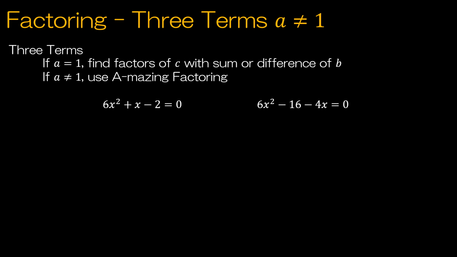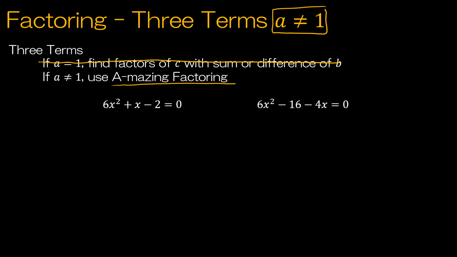Now let's take a look at factoring 3 terms when a is not equal to 1. So again, this is going to be a little bit different than what we did before. When we have 3 terms and a is not equal to 1, I use amazing factoring. Now I know there are about a dozen or more ways that people have come up with for factoring. If you have one and it makes sense to you and you're good at it, then you should use that. If you're not good at it, you have no idea what factoring even is, stick with me and we'll try to get through this together.